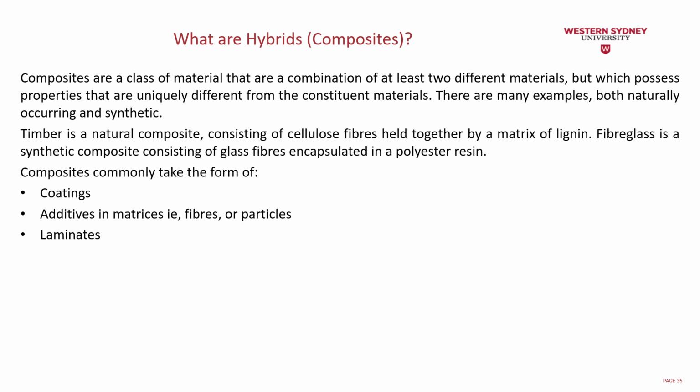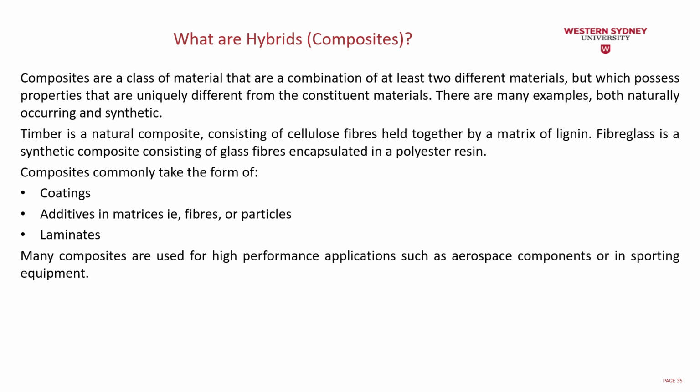The timber is a natural composite, consisting of cellulose fibers held together by a matrix of lignin. Fiberglass is a synthetic composite consisting of glass fibers encapsulated in a polyester resin. The composites commonly take the form of either coatings or additives in the matrices, for example in the case of fibers or particles, or can be used as laminates. Many composites are used for high-performance applications such as aerospace components or in sporting equipment.